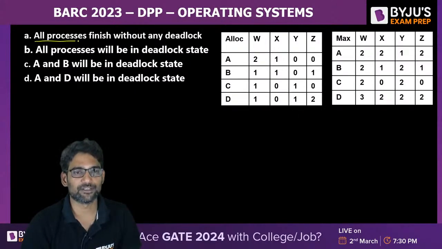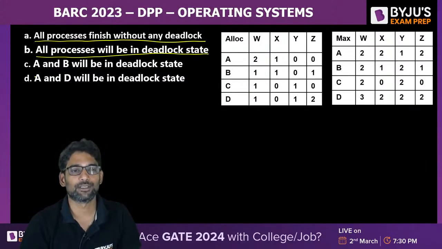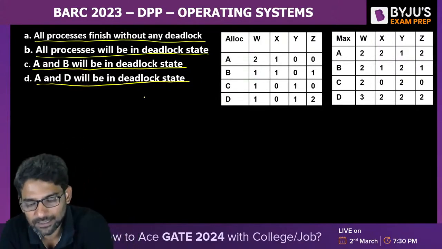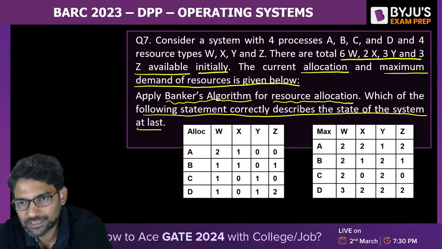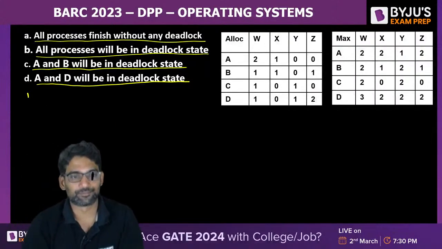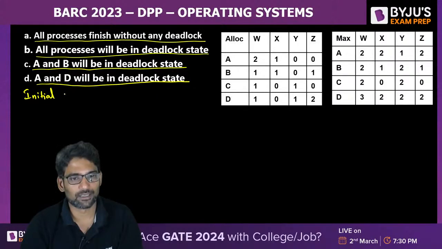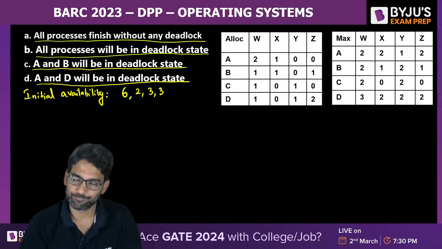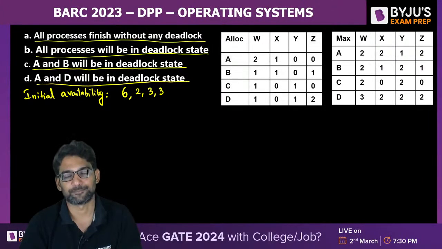All processes finish without any deadlock. All processes will be in the deadlock. A and B will be in the deadlock. A and D will be in the deadlock. And I will write the initial availability for you. 6233 initial availability. Okay, solve it. Solve it, dear friends.